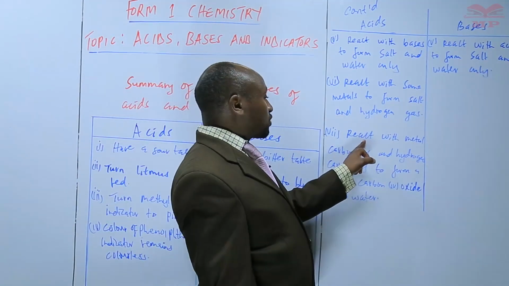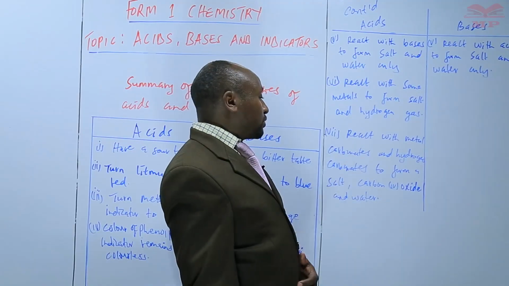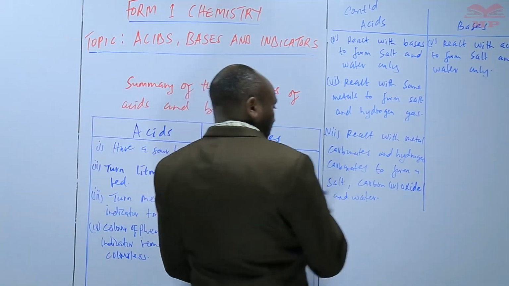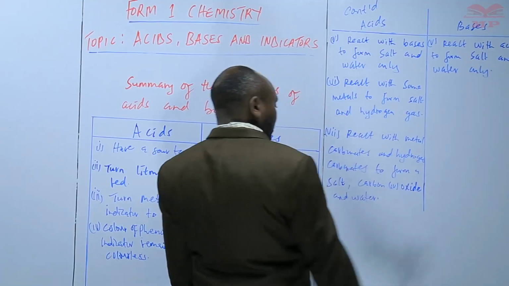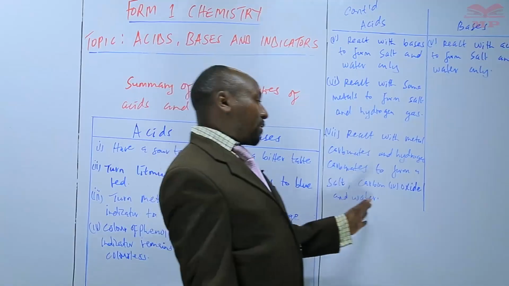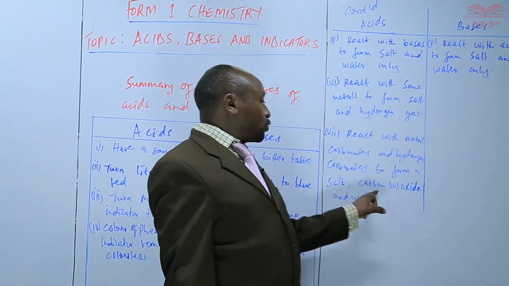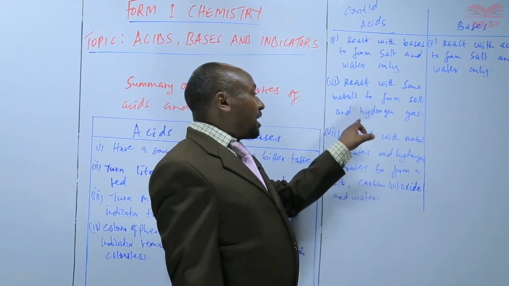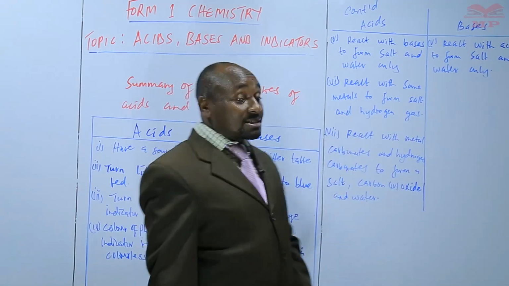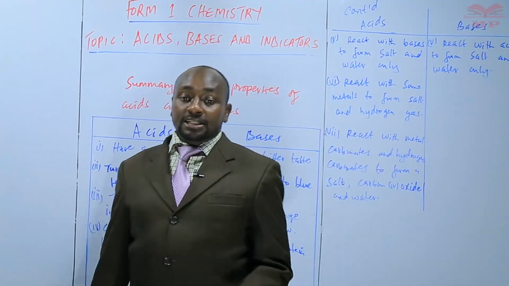Acids also react with metal carbonates and hydrogen carbonates to form a salt, carbon 4 oxide and water. So they are forming 3 products. And we explained how to test for carbon 4 oxide and how to test for hydrogen gas. Remember, the 2 gases are colorless, but they have different tests.